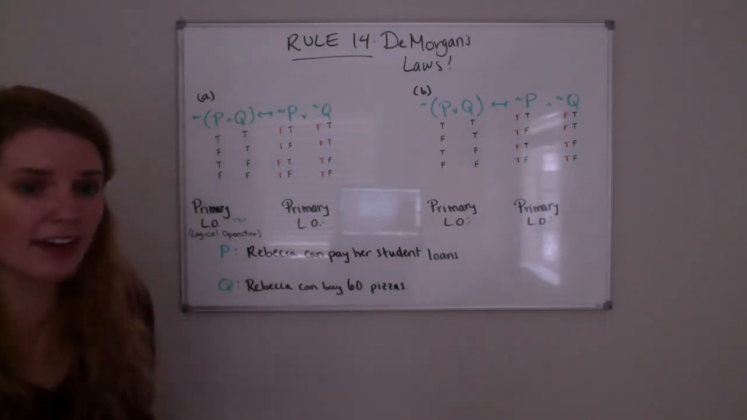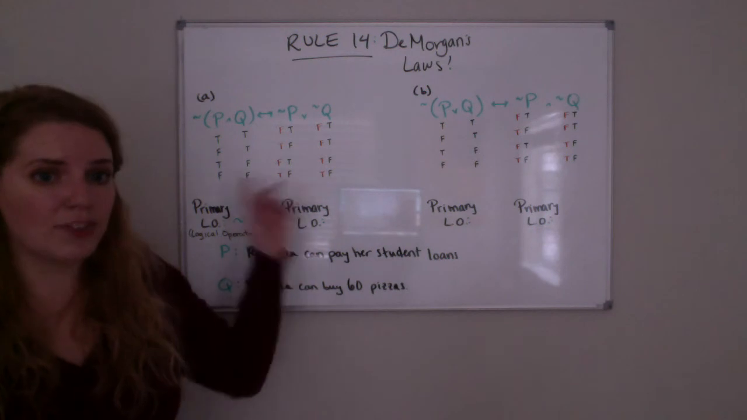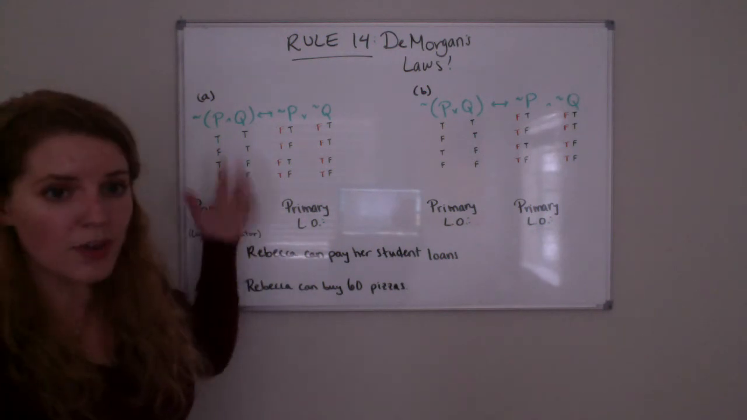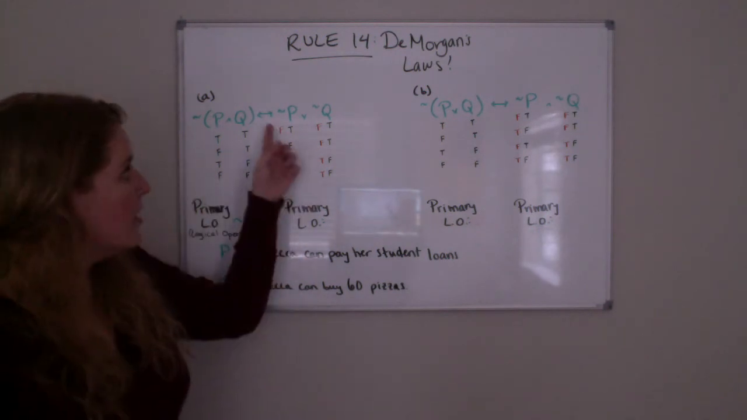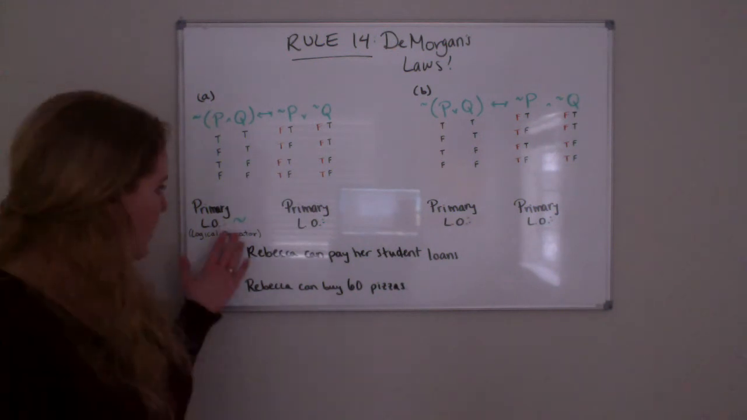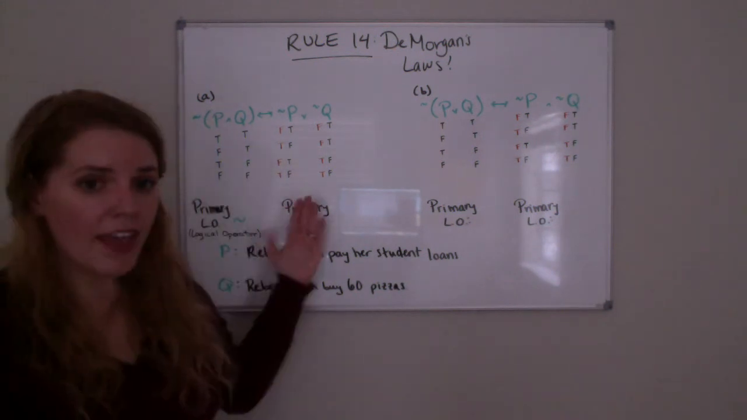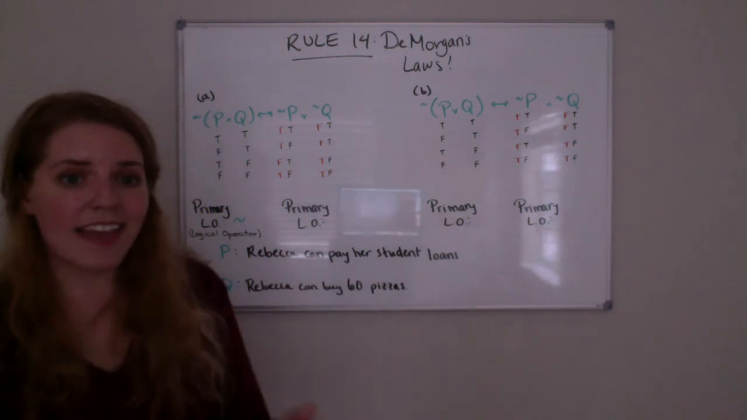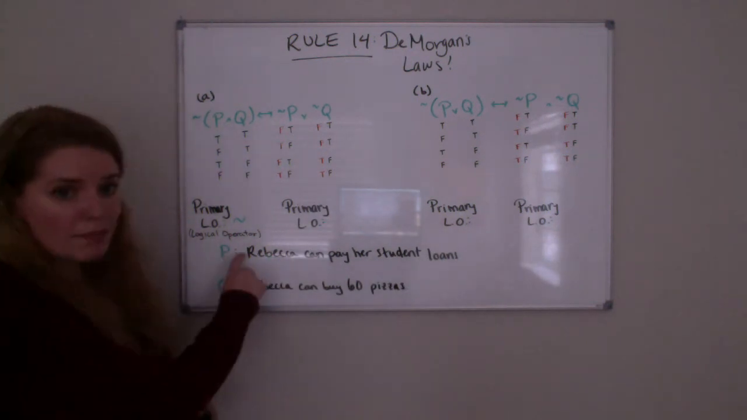So what we're saying is that we expect to see that the truth table for not (P and Q) will be identical to the truth table for not P or not Q. Before we start, let's talk about what I've written down here. Under each claim, I have written primary LO. That stands for primary logical operator.